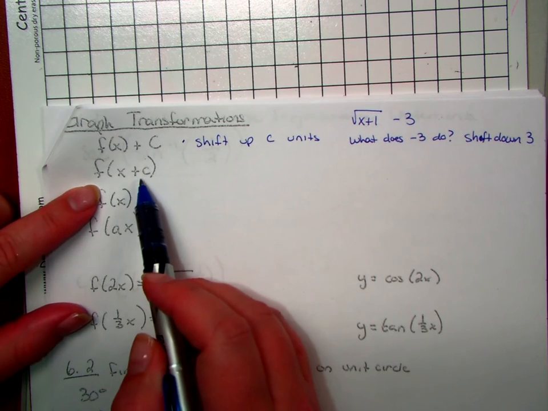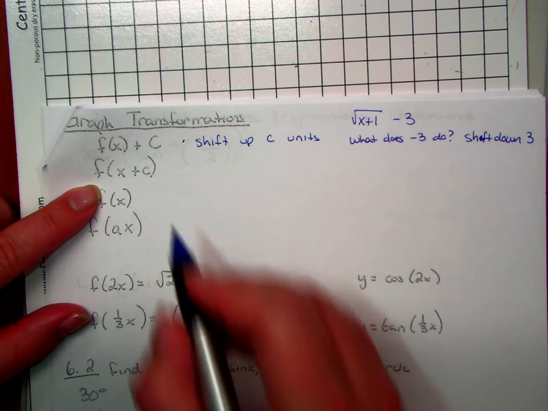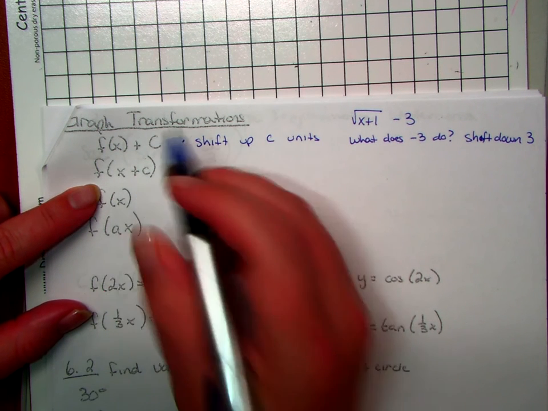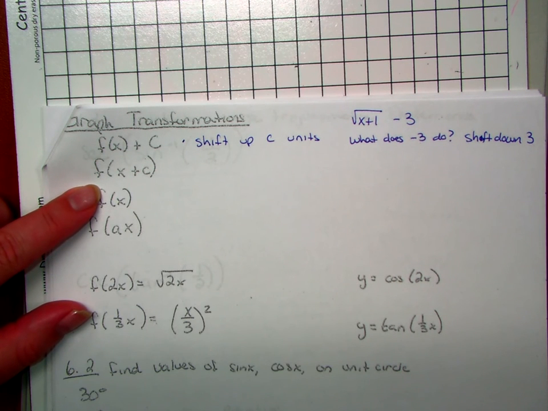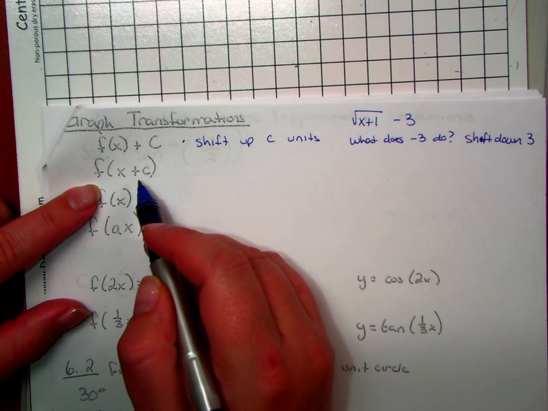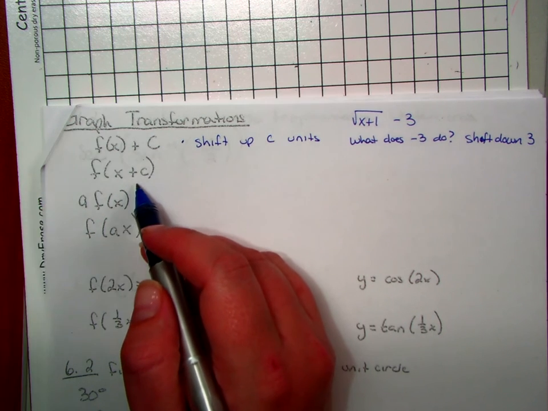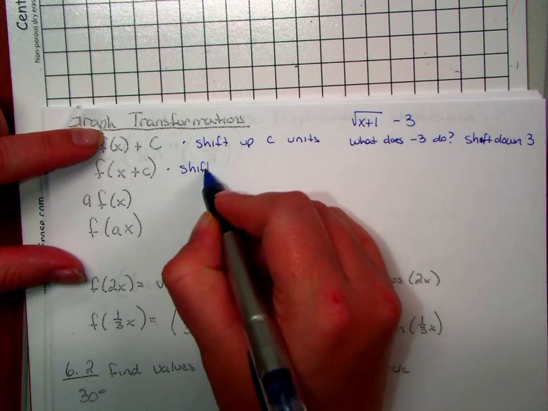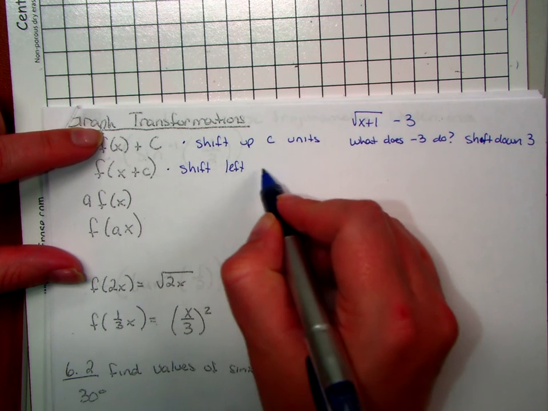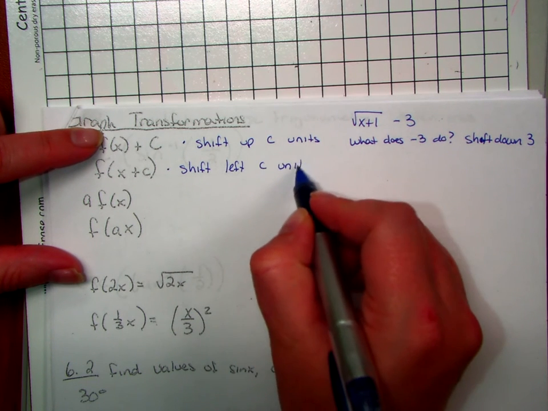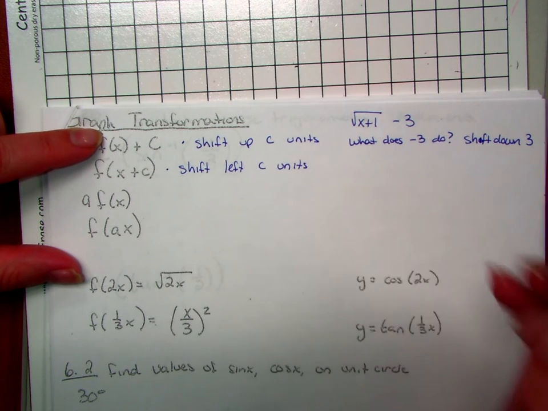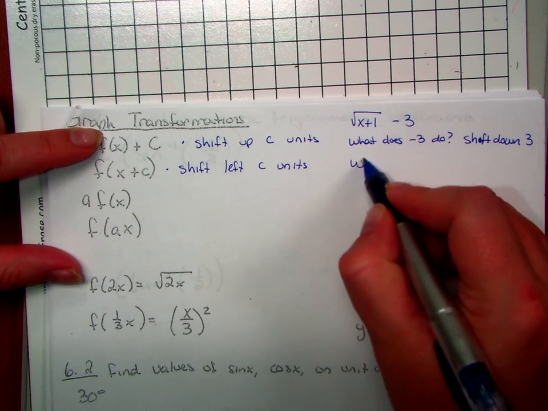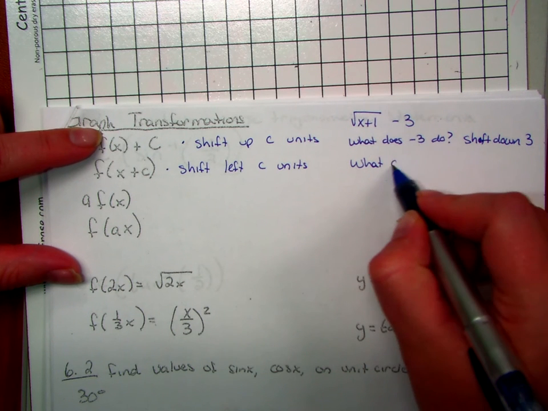If we put the c inside the function, if this is indeed plus c, remember the plus moves in the opposite direction. So a plus c would shift this back to the left. So this is going to shift left C units. If I had the same function here, what does the plus 1 do?